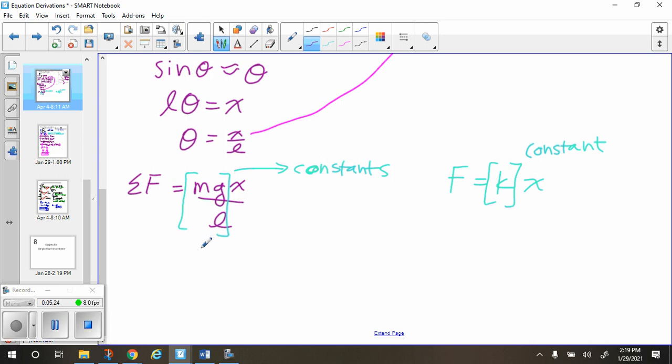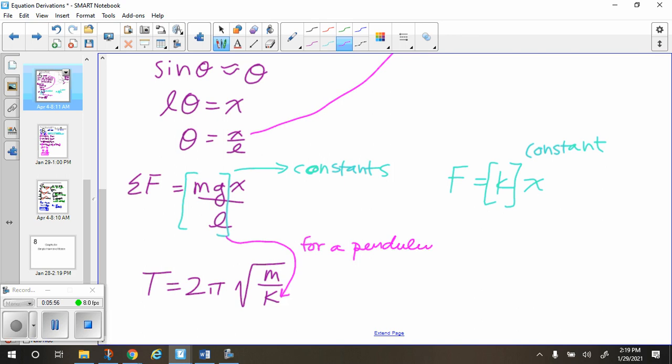So what I'm going to do is take my equation that I've already derived for the period of a mass oscillating on a spring. The only significance of this k is that it's the constant that relates the force and the displacement. So I'm going to take this piece right here and plug it in for k. So for a pendulum, k is equal to mg over L.